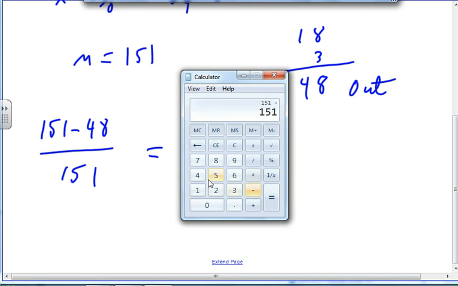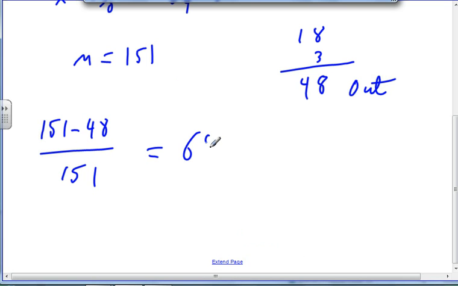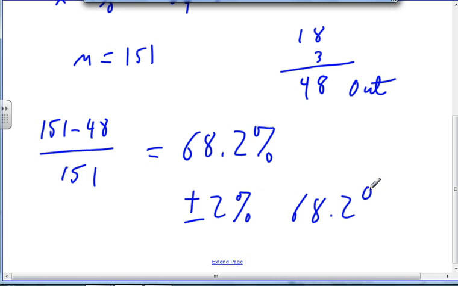151 minus 48 equals, divided by 151 equals 68.2. Is 68.2% plus or minus 2% of 68.2%? And the answer is yes. So I have a normal distribution. Excellent. That was number 9? Yep. Okay, you want me to do 7?